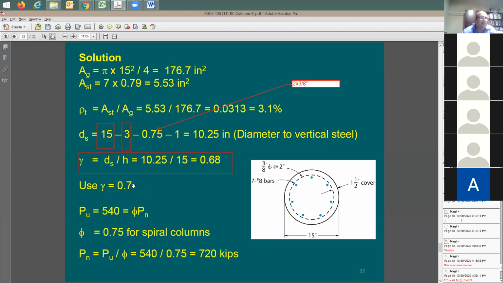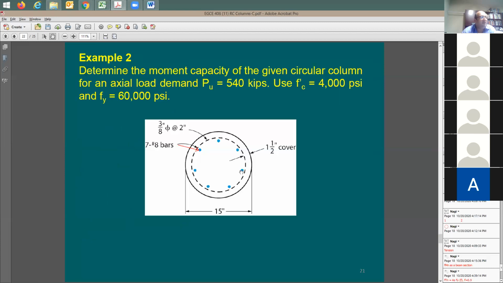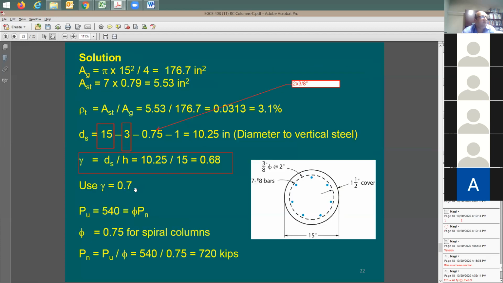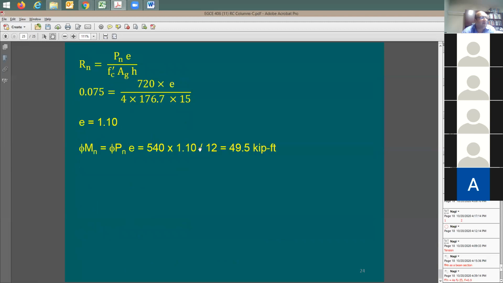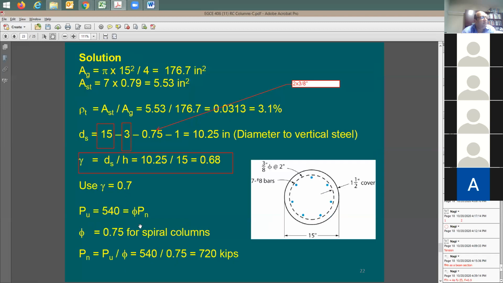You know, for a spiral column you're gonna have a phi factor of 0.75, right? And then you have P sub U that was given to you in the problem. Now take this P sub U divided by the phi factor to get to Pn. Why? Because this chart is based on Pn, it's not on phi Pn, right? There's no phi factor here. Okay, so let me take this 720.